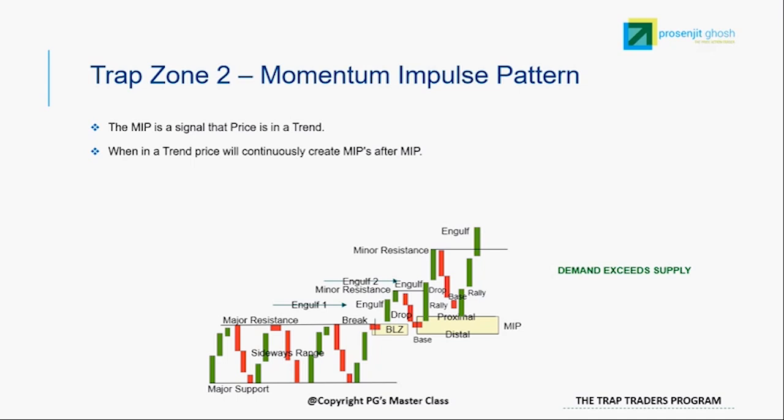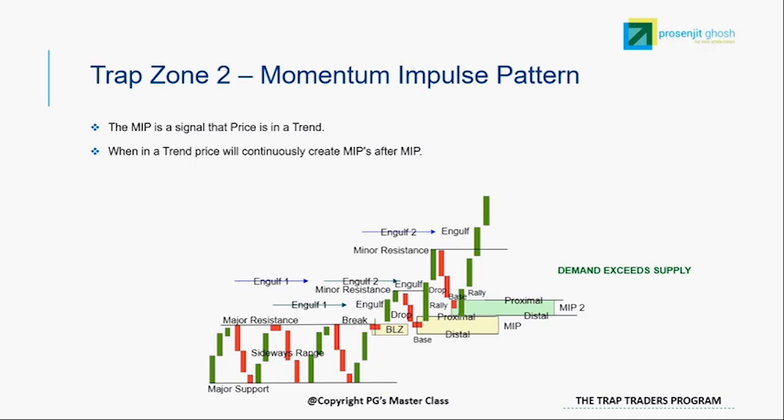Now, what will happen? I will take the previous engulf as now engulf number 1 for this MIP, and this will act as engulf number 2. And this way, this structure also will become a MIP here. So this is my MIP number 2. This is how it gets created in the charts.